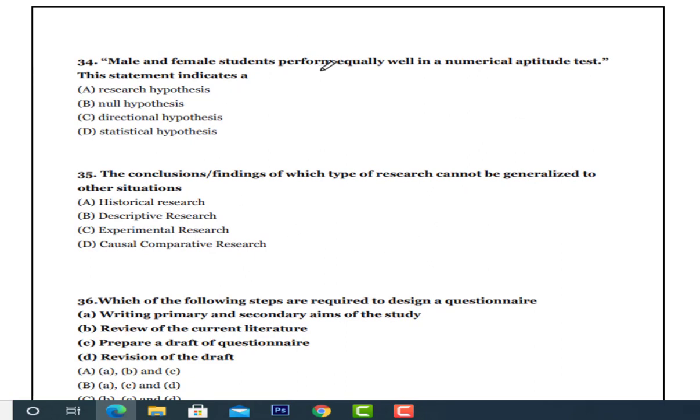Male and female students perform equally well in a numerical aptitude test. Male is one variable and female is another variable. This statement indicates a research hypothesis, null hypothesis, directional hypothesis, or statistical hypothesis? So this is called a null hypothesis. Why is it? If the variables are considered as equal, then the statement indicates a null hypothesis.